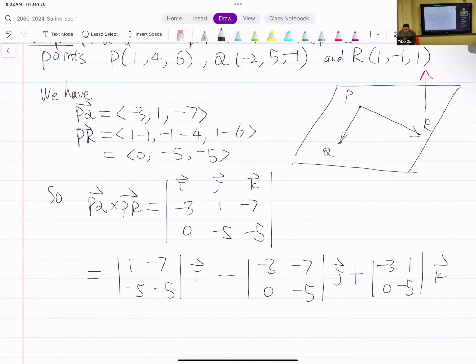So now, if that's okay, then we just do the diagonal multiplied minus the off diagonal multiplied. That's for the entry of I. So that's -5 minus 35. So -5 is on the diagonal. We need to minus the product along the off diagonal, which is -5 times -7, that's 35. Exactly. Okay, so that's fine. So far so good.